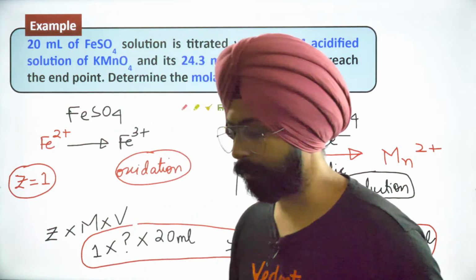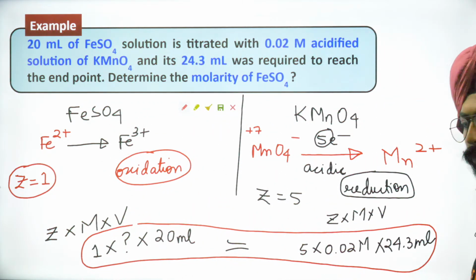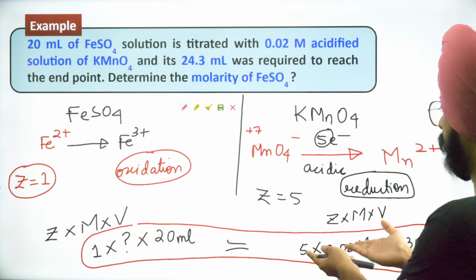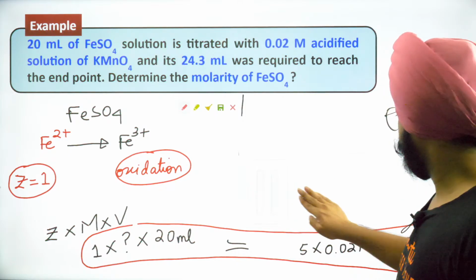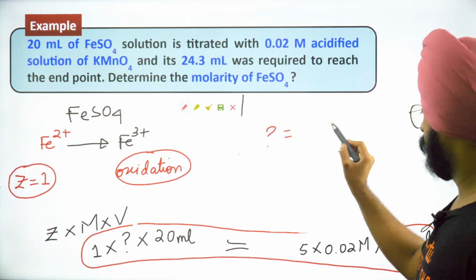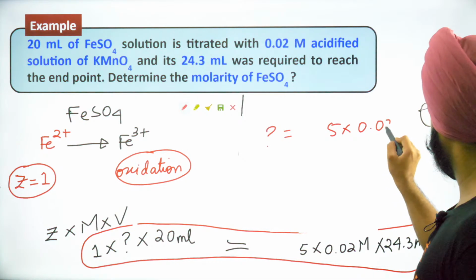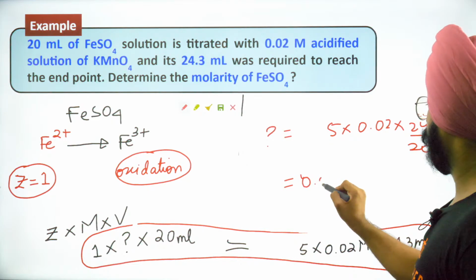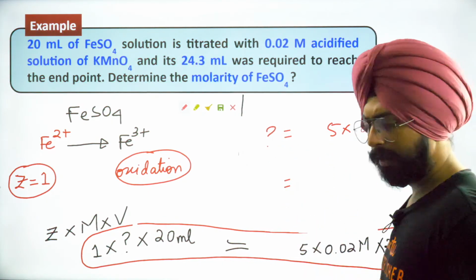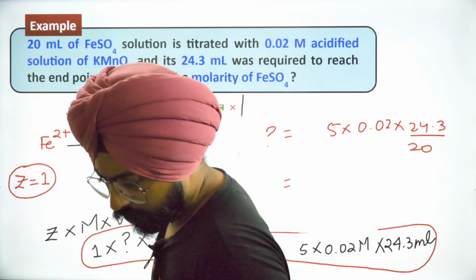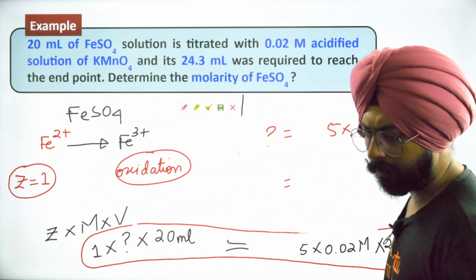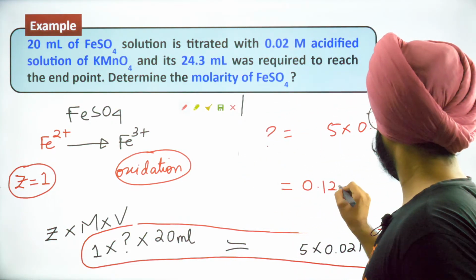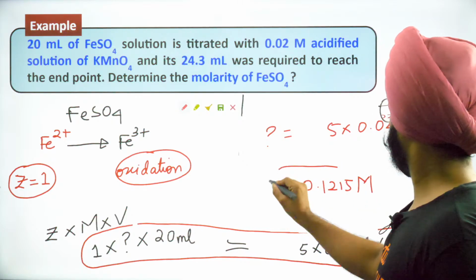Okay, so yes, the answer comes out to be 0.01215 molar. बिल्कुल. तो ये जब calculation करोगे, you will get question mark is equal to 5 into 0.02 into 24.3 divided by 20. So the answer comes out to be 0.01. 0.12 आ रहा है कि 0.01 आ रहा है? Okay, most of the people are giving me this answer. 1215 molar.